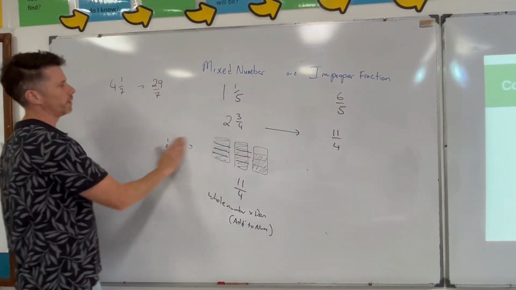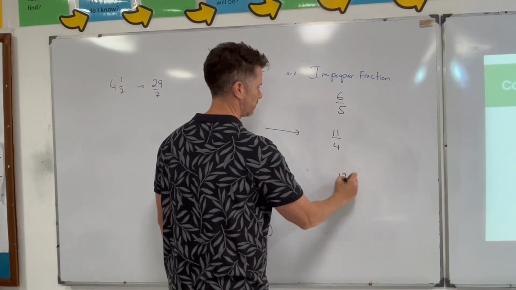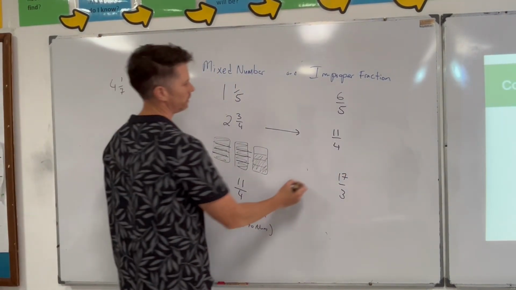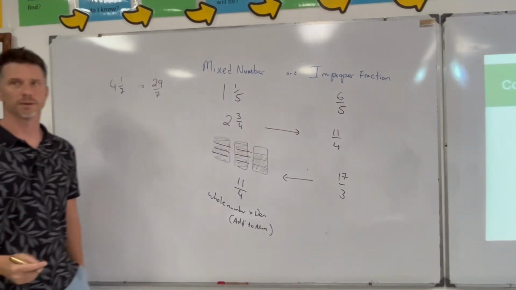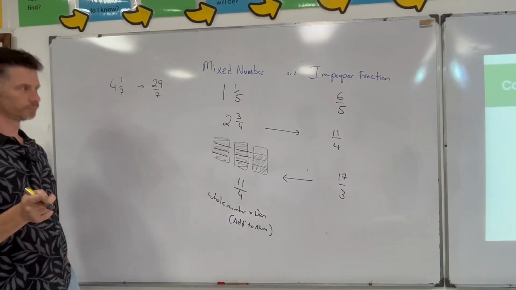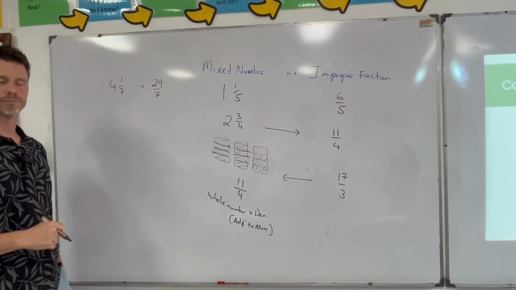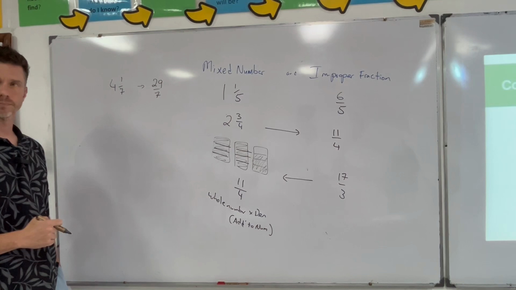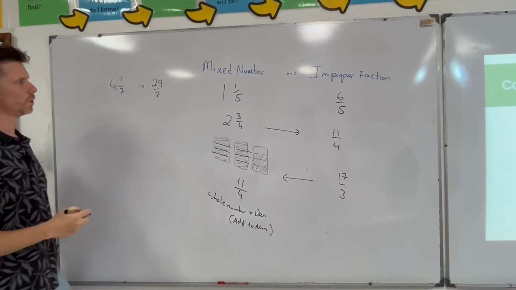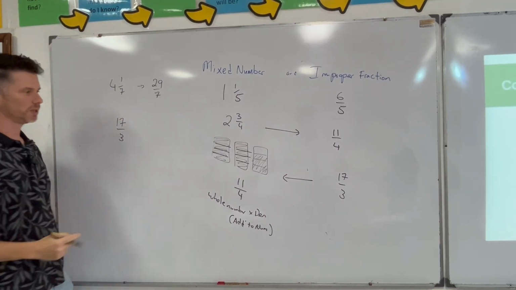How do I go the other way? If I have an improper fraction, so let's say I have something like 17/3, how do I convert that the other way? Okay, Nilu? See how many times the denominator fits into the numerator, and then the leftover there is the fraction. For example, the 3 fits into the 17 5 times. Great.